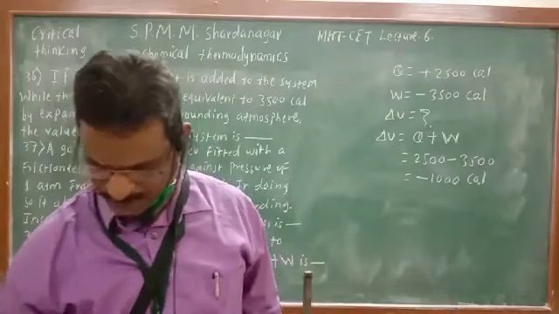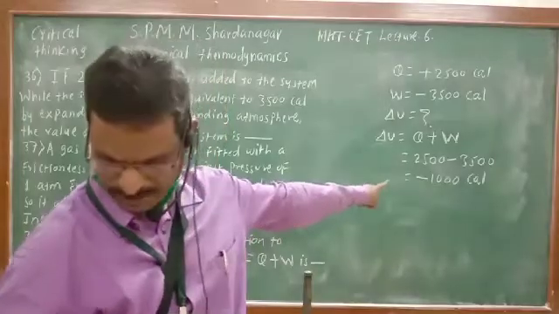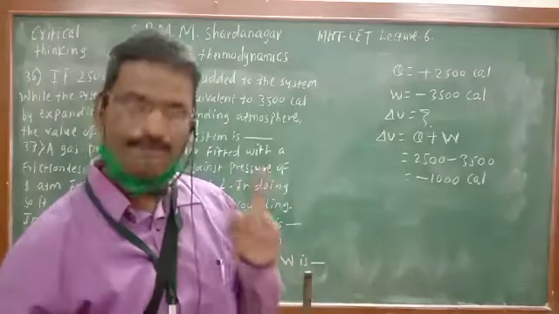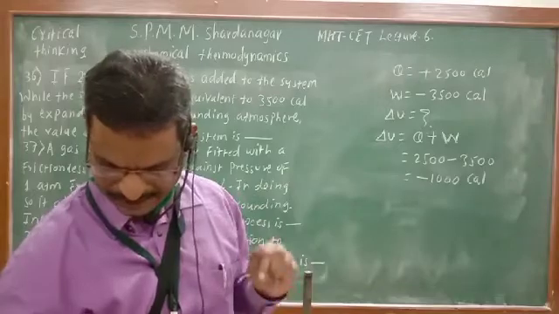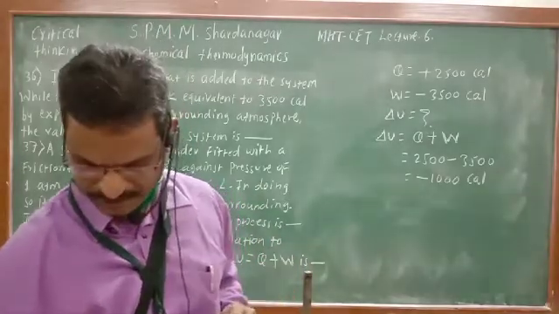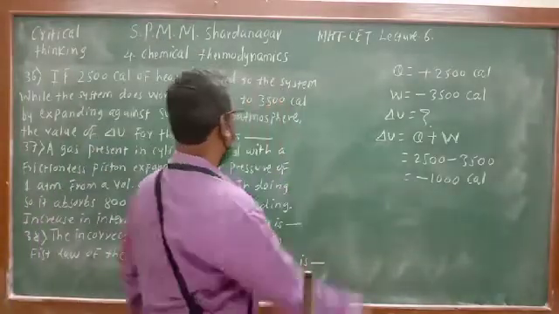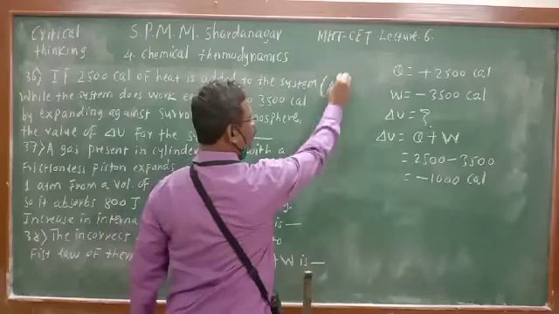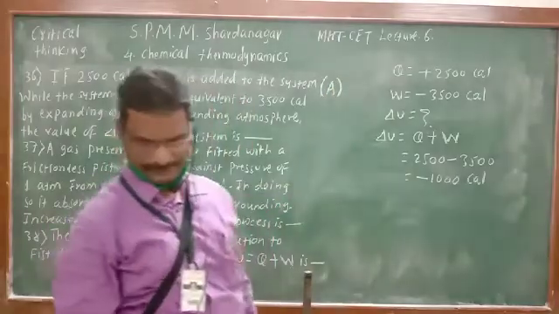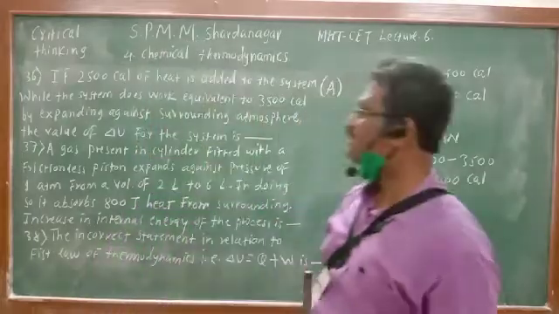Now see the options. 4 options they have given. Option A, that is this one, minus 1000 calorie. B is plus 1000 calorie. C minus 6000 calorie. And D plus 6000 calorie. We are getting minus 1000 calorie. Therefore the correct option is A. A is the correct option for question number 36.